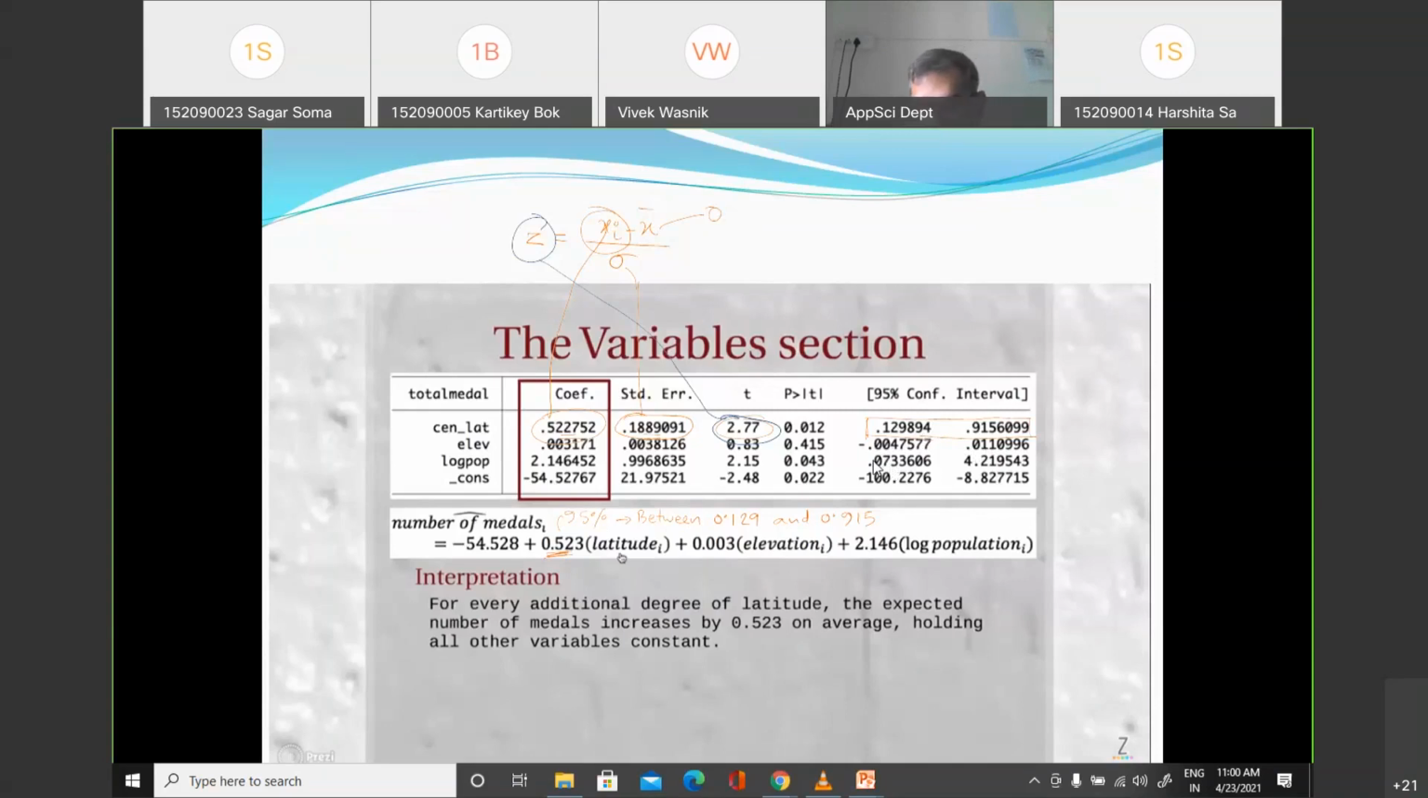So that means, interestingly, the coefficient value of zero is included in this range. So we can interpret that this coefficient is not that different from zero. So this is not a variable which should be included in predicting the dependent variable. Okay.